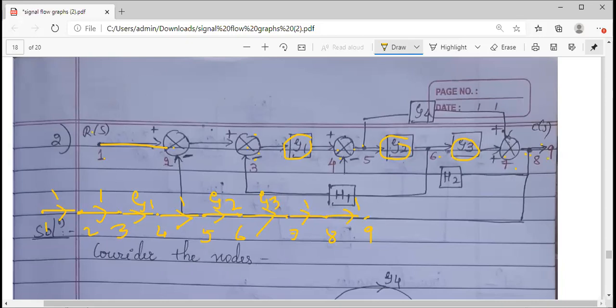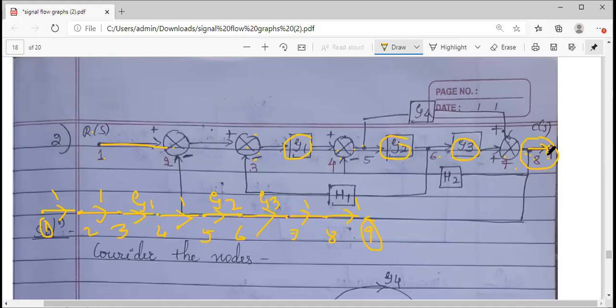For the main forward path, I have drawn starting from node 1, the extreme left input side, and the extreme right, that is node number 9, is your output. One confusion you may make: while taking in a hurry, you may skip and take either 8 or the other one. Sometimes in a hurry you forget, because here the distance I have not drawn so much, so you will take this as a single.